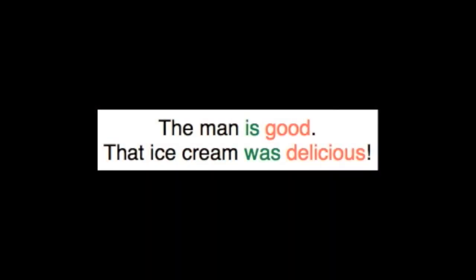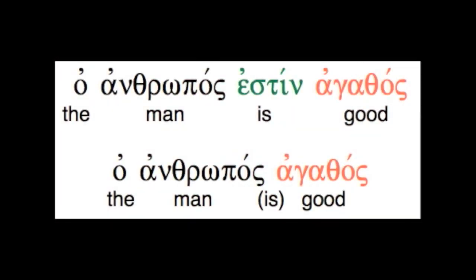So in English, it might be something like, the man is good. Do you see how man here and good are being connected by this to be verb is, man is good. Or here we have, that ice cream was delicious. So here we have the ice cream being tied together with delicious by the verb was. Now, this is no great mystery in Greek. It's exactly the same way.